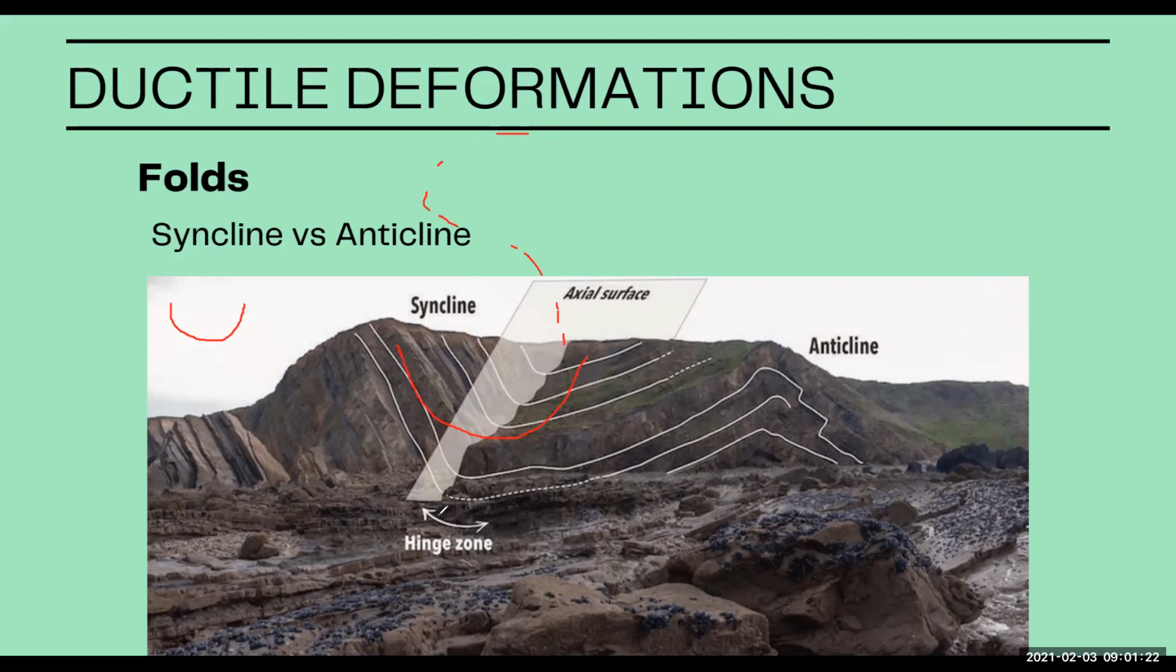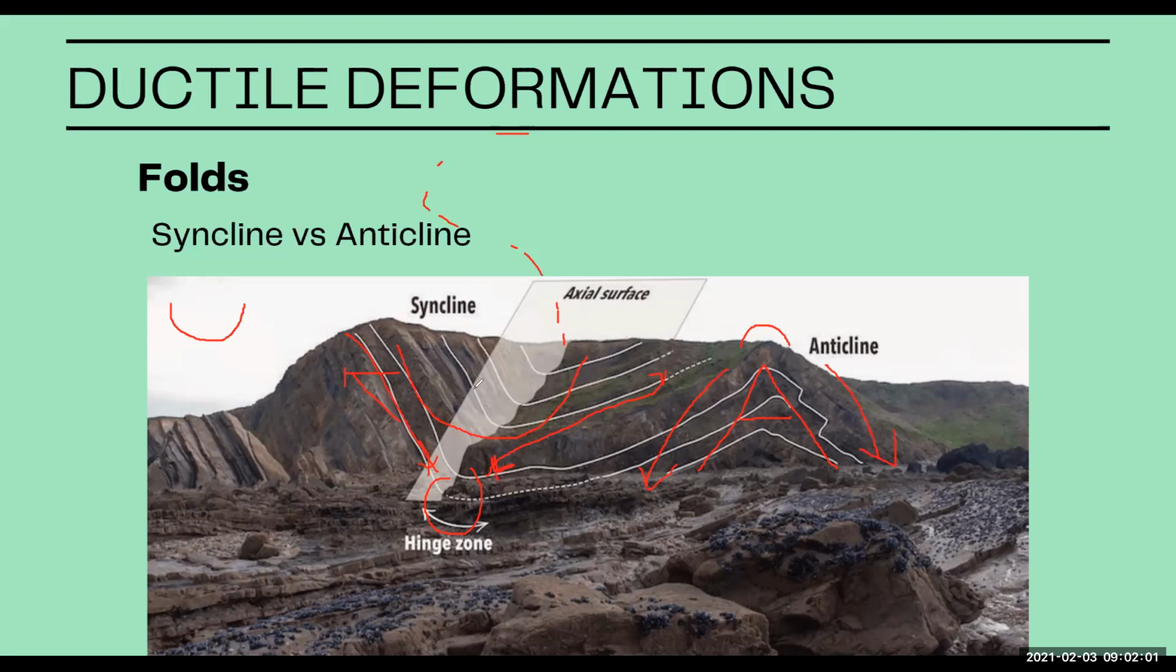Syncline yon. Okay? Yung hinge zone niya nahanap sa baba, tas yung limbs niya ay towards the hinge zone. While yung anticline, para daw madali tandaan, mas madali talaga makita. Anticline, yung shape niya ay pa-A. Okay? Yung hinge zone niya nahanap dito sa taas, tas yung limbs niya ay away from the hinge zone.